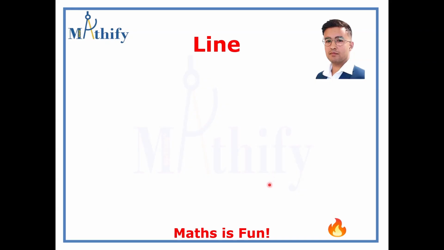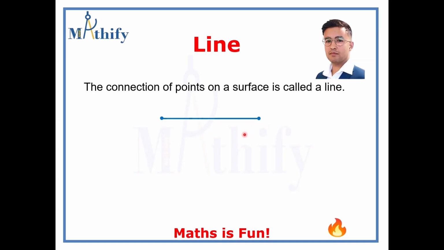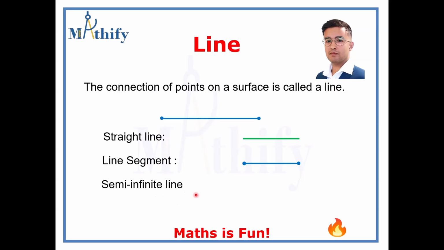Line. What is a line? If I start connecting this point with another point, this will form a line. So connecting these two together is called a line. And there are different types: straight line, line segment. So these are when the 2 points are connected. Semi-infinite line. This is when you start with a particular point and it moves infinitely in one direction. Unlimited line. This is where there are no limits in which direction it goes.